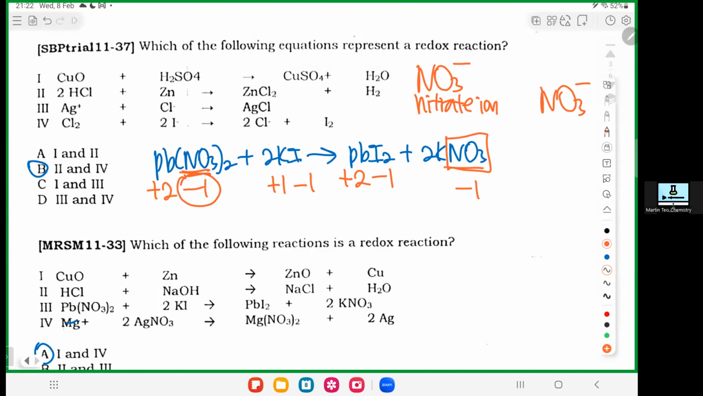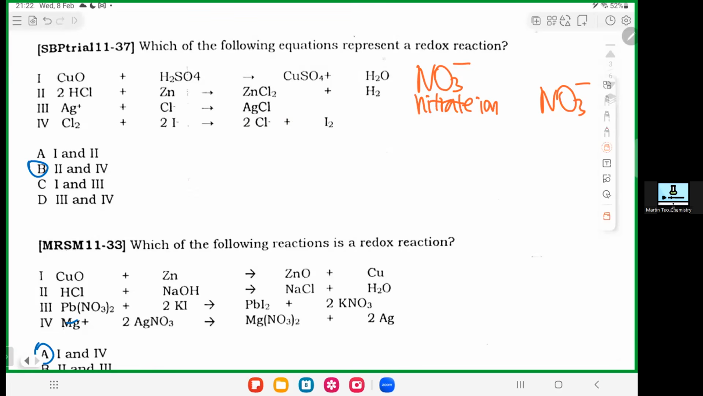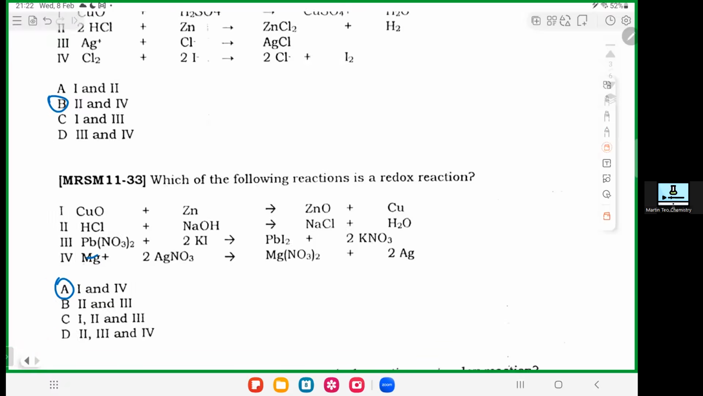NO3 is -1, NO3 is -1, no change. Potassium is +1. I forgot to write the potassium here; it is K+, +1, no change. Iodide is -1, -1, no change. So there is no change in oxidation number at all, so no oxidation and no reduction. So it's not a redox.